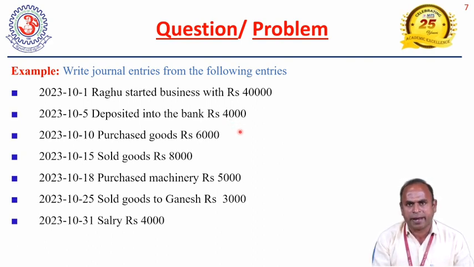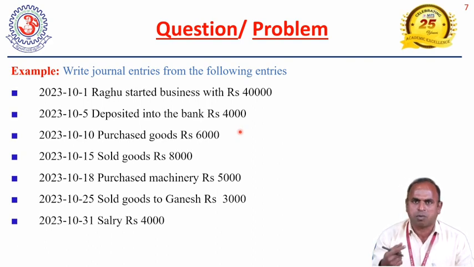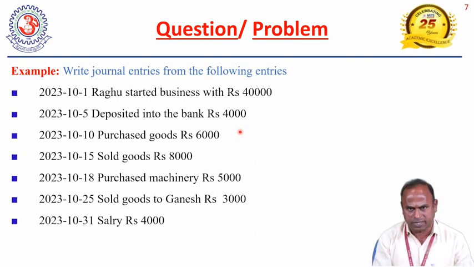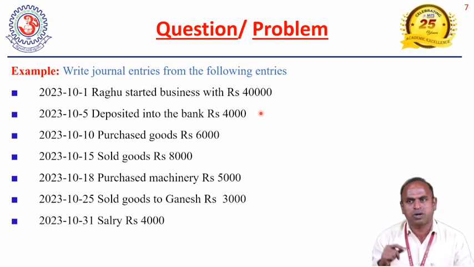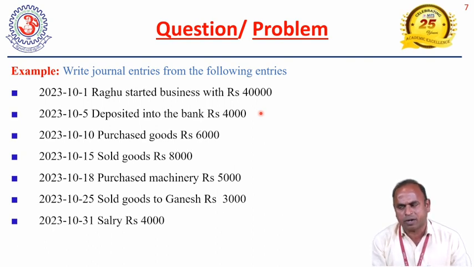Then you apply the rules of the accounts. The bank is a personal account. As per the personal account rule, debit the receiver, credit the giver. The cash is a real account. As per the real account rule, debit what comes in, credit what goes out. From the business point of view, when cash is deposited, it means the cash goes out from the business. So you write down the credit side as per the real account. The bank is a personal account. As per the personal account rules, debit the receiver. In this transaction, the bank is the receiver. You write down the debit side. So bank account debit to cash account.